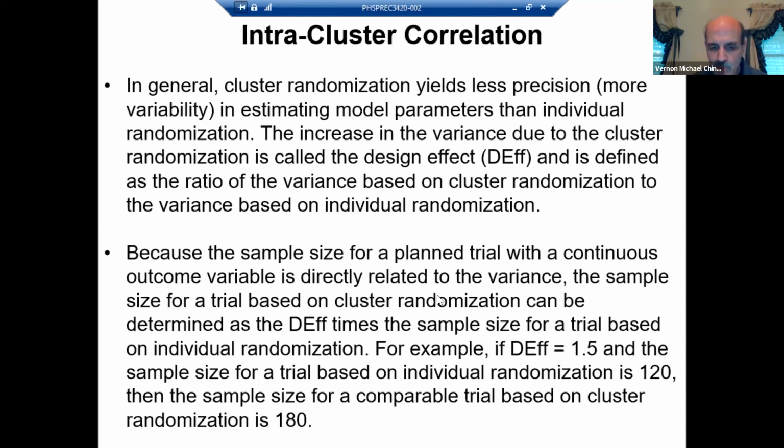And suppose we did a sample size calculation under the assumption of individual randomization, and that sample size calculation said we needed 120 participants in our study. If you then decide that you're going to perform a cluster randomized trial where the design effect is 1.5, then the sample size you will need for the cluster randomized trial will be 1.5 times 120, which is 180.